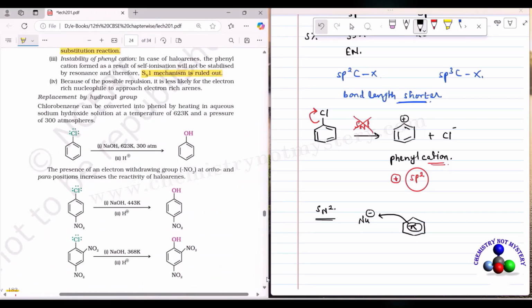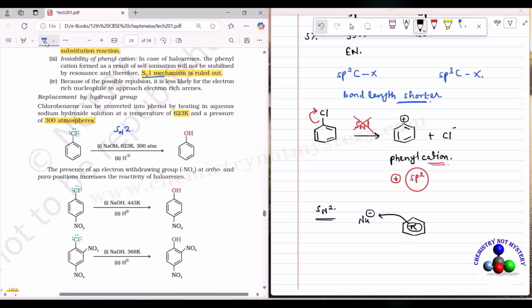Now let's read from the book. Replacement by hydroxyl group. Chlorobenzene can be converted into phenol by heating with aqueous sodium hydroxide solution at temperature 623 Kelvin and pressure 300 atmosphere. So here, when you see the chloride group is replaced by the hydroxide group, this is a kind of nucleophilic substitution reaction. But as we have ruled out the possibility of SN1 reaction mechanism, haloarene may undergo SN2 reaction mechanism at certain conditions. So at the extreme condition of 623 Kelvin temperature and 300 atmospheric pressure, it may undergo SN2 reaction mechanism.